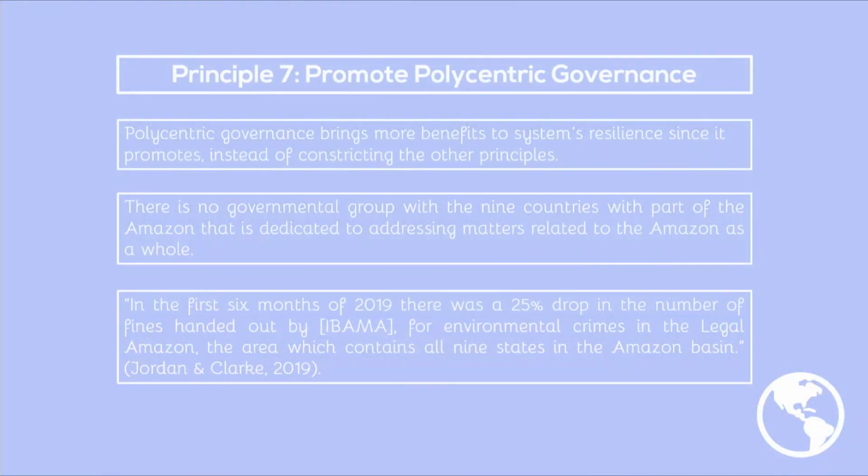Principle 7. Promote polycentric governance. IBAMA is an anti-deforestation organization looking out for the rainforest. But IBAMA is under the jurisdiction of the government. So if the government is weakening regulations, they can do something else that follows those directions. This is a clear example of a monocentric governance.